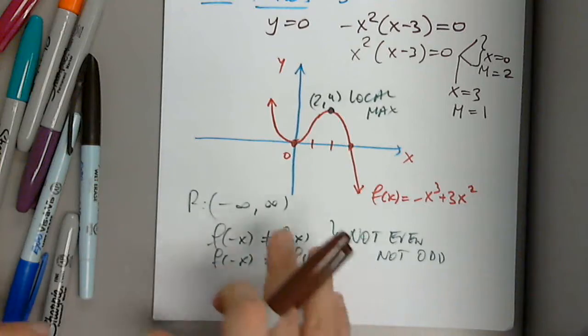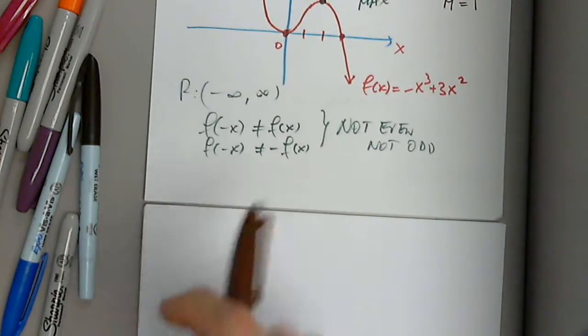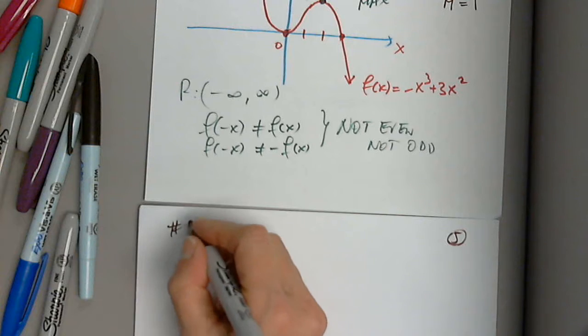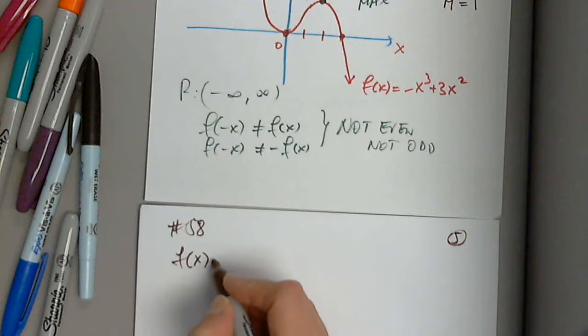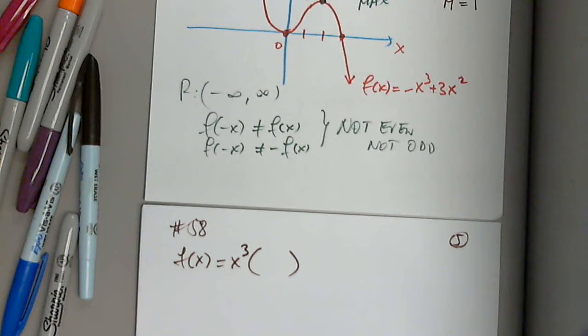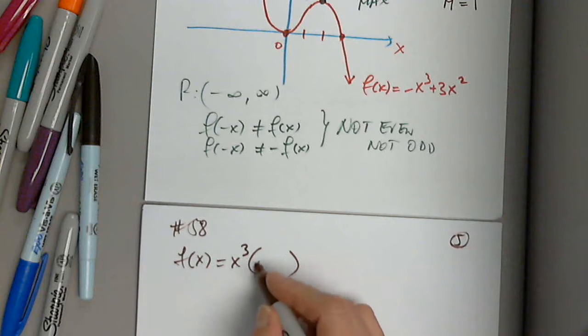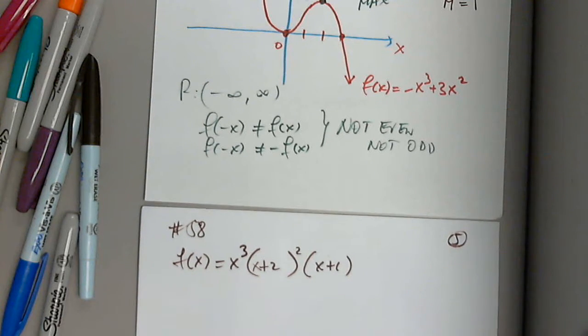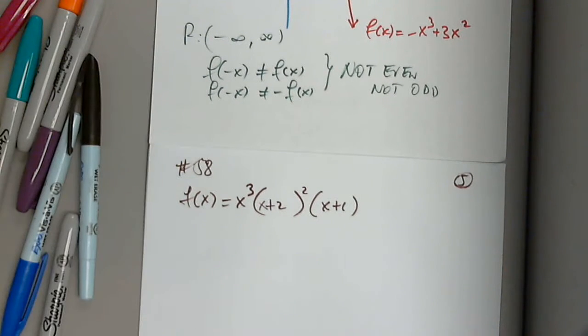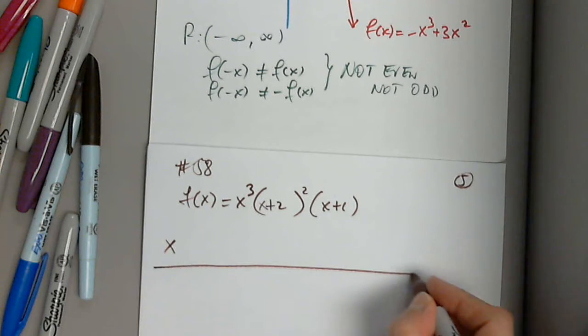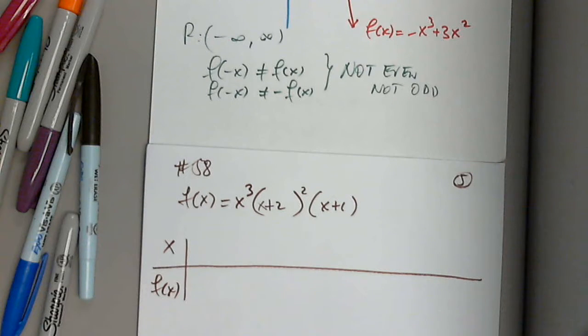58. F of x equals x to the third, x plus 2 squared, and x plus 1. Again, feel free to choose the next one after this. Okay. This one is nice because it's already factored for us. Great. Okay, degree, please. Or domain.